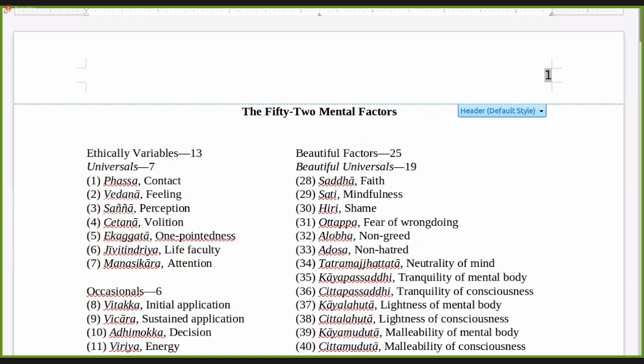Rupa, the material aggregate; Vedana, the feeling aggregate; Sanya, the perception aggregate; Sankhara, the volitional formation aggregate; and Vijnana, the consciousness aggregate.